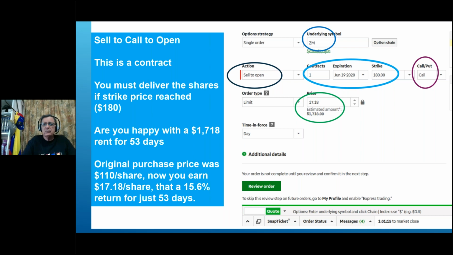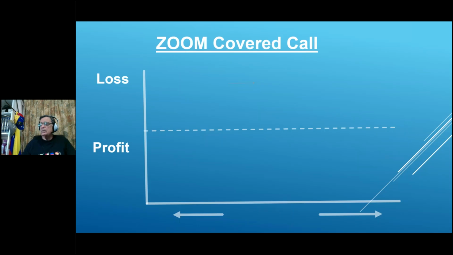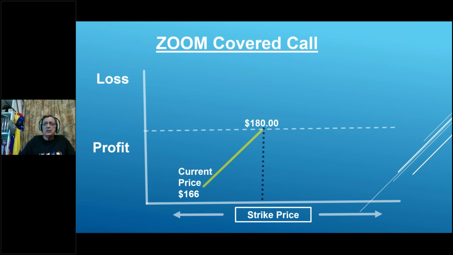All right. So let's have a look at how this looks on the risk graph. I call this a risk graph because it tells you really what could happen on the Zoom covered call. So the first thing we're going to say is, the current price is today. I bought it at 110, supposedly. By the way, I didn't do this at that time. I just looked for something. Right now, today, this share is selling for $166. The fact I bought it at 110 is meaningless right now. It's nice, but that's where it is today.